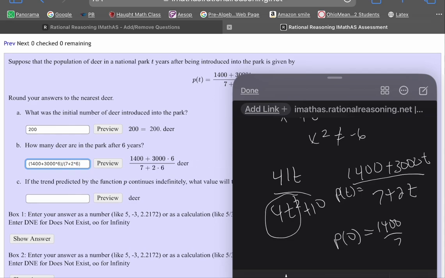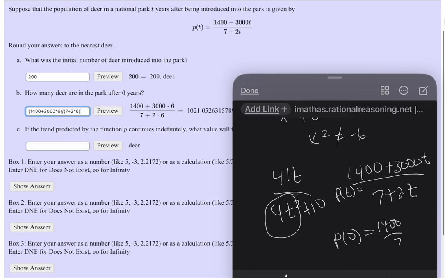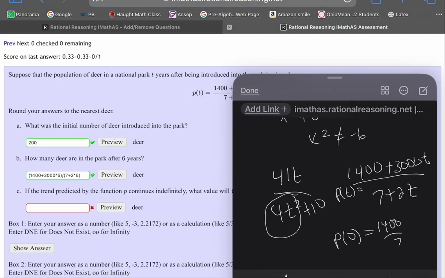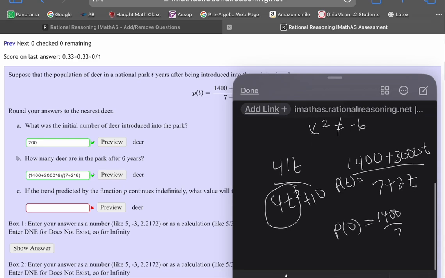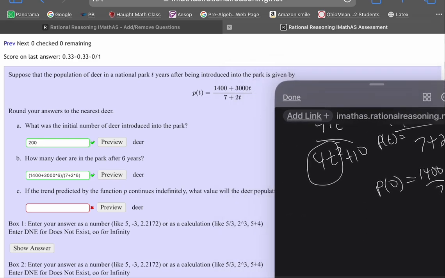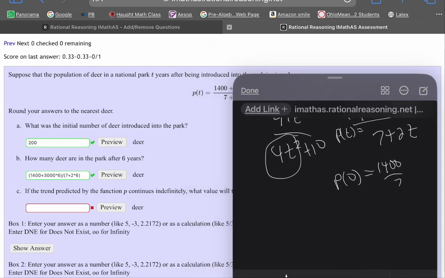Now, if they don't like that, the preview says 1021 when rounded to the nearest whole year. So if they don't like that, I think you could probably just use that preview to your advantage, but they're okay with that value.